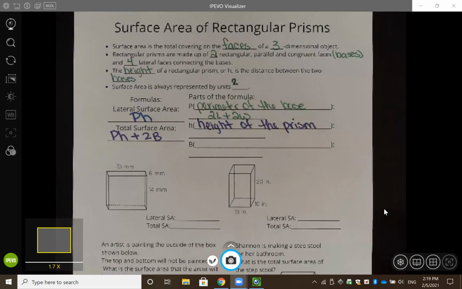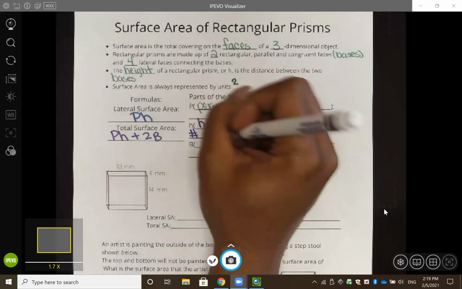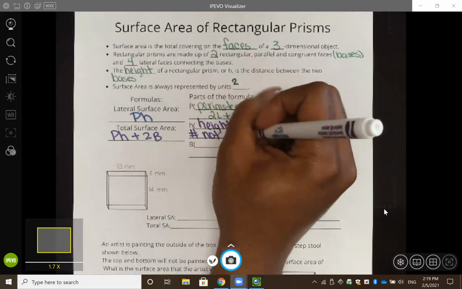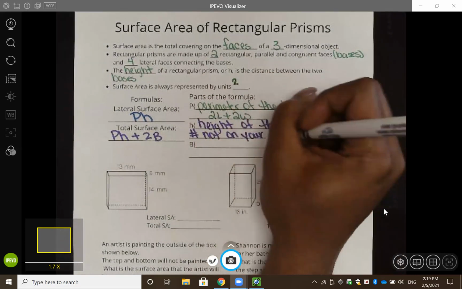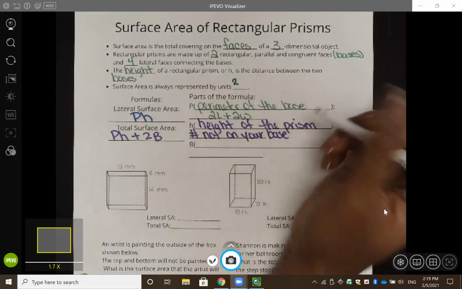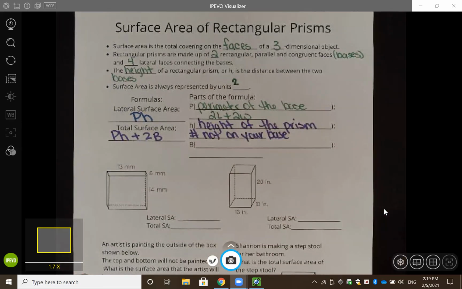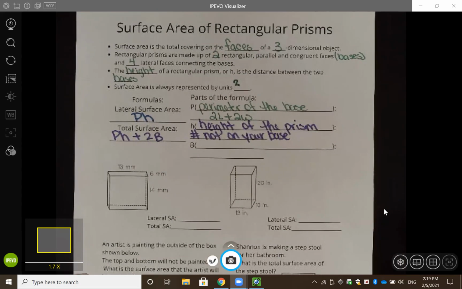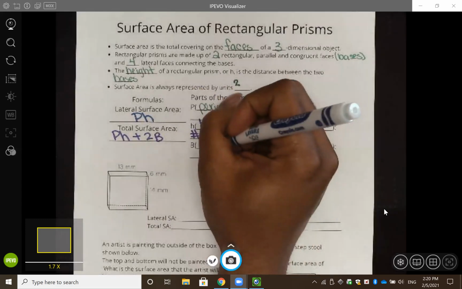And this technically is the number that's not on your base. Also the distance from base to base. But it's the one number that's not on your base, and you'll understand this more as we go through some practice problems.